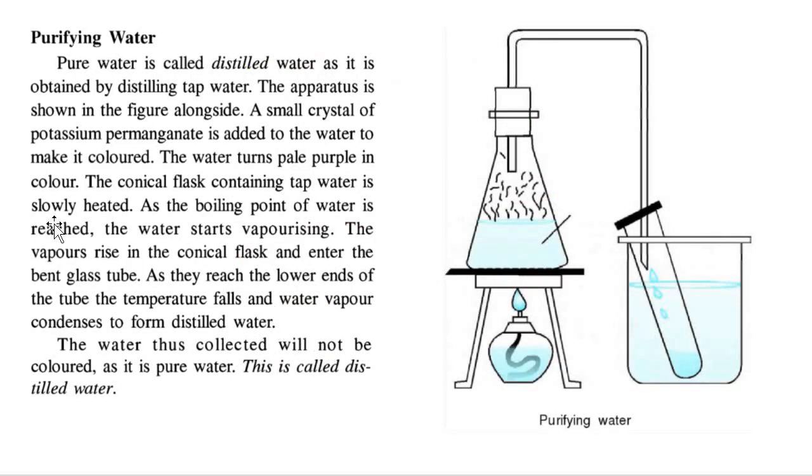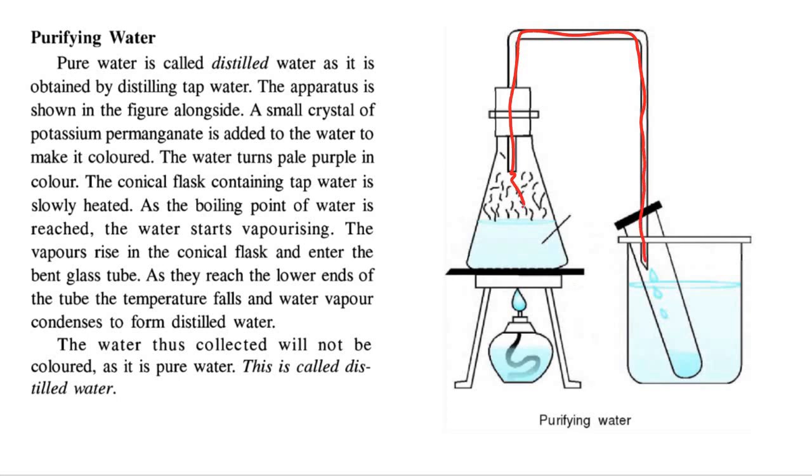Now let's see a very important application of distillation, that is purifying water. Pure water is called distilled water, as it is obtained by distilling tap water. You can see the apparatus over here. A small crystal of potassium permanganate is added to the water to make it colored, so the water turns purple. The conical flask, which contains tap water, is slowly heated. As the boiling point of water is reached, the water starts vaporizing, and using this glass pipe, it gets accumulated over here.